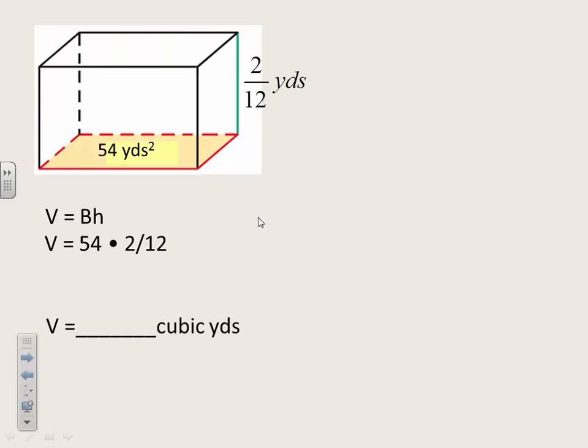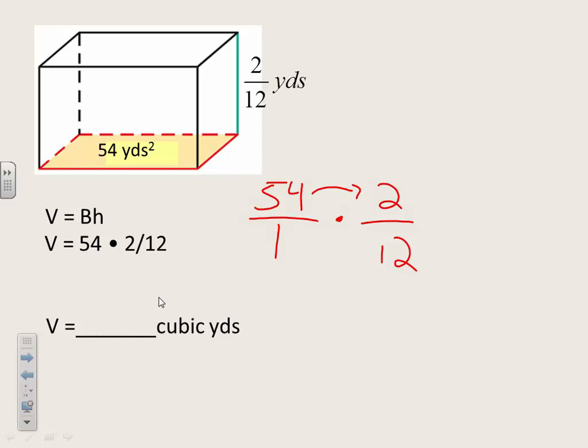Okay, you take a look at the next one. I've kind of got everything written here for you already because I want you to see what it looks like with a fraction. So your base area is 54 square yards. We substituted that in. Your height is 2/12. At this point, remember something. Your whole number, 54, can always be put over 1. Some kids like that. It looks better. I have 2/12, so I'm going to multiply these. I can multiply numerators and multiply denominators.